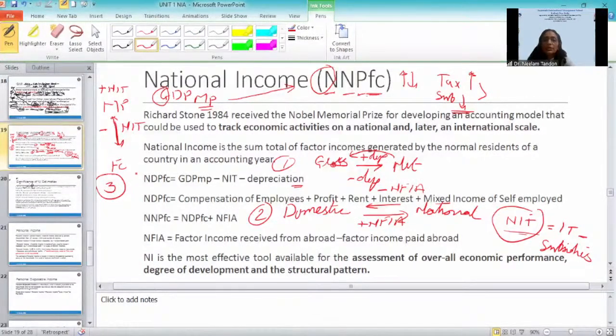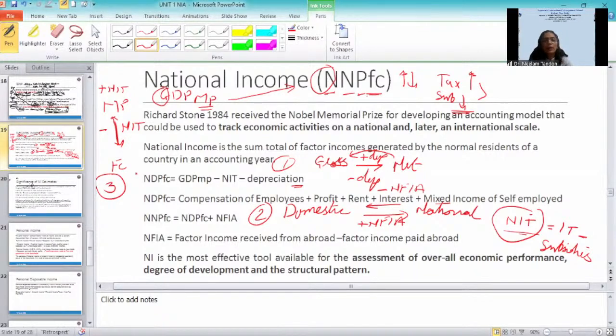Second is domestic to national. To go from domestic to national, you have to add net factor income from abroad. Number three, to go from market price to factor cost, you have to deduct net indirect taxes. This we have done from GDP at market price to NNP at factor cost. Is it clear? I hope it is clear to all of you.